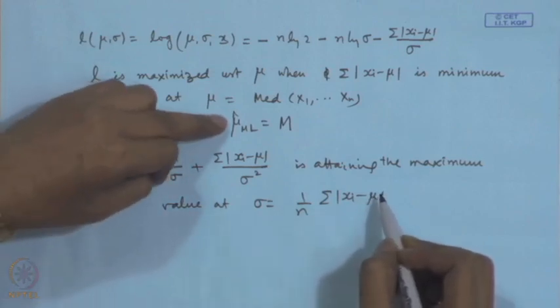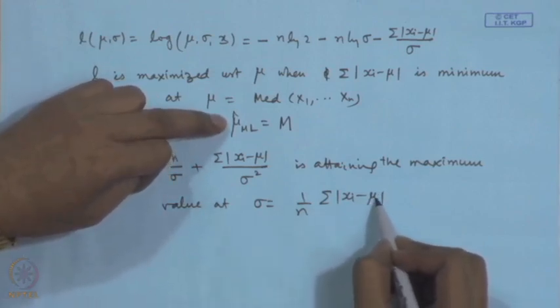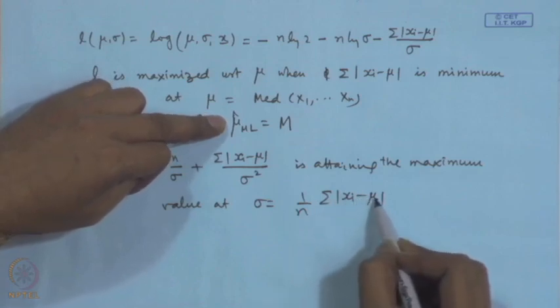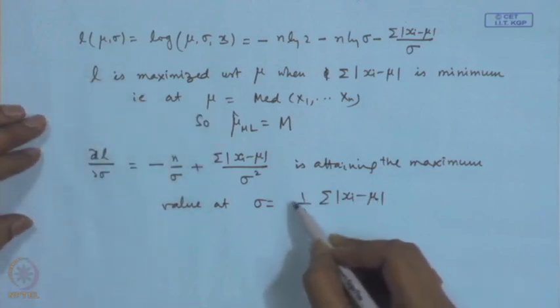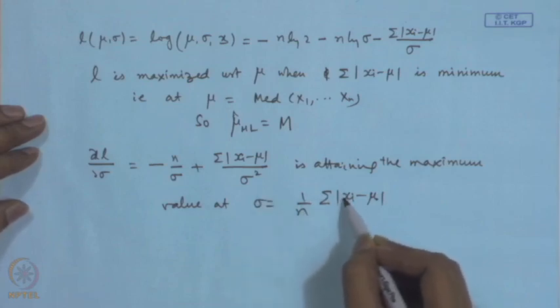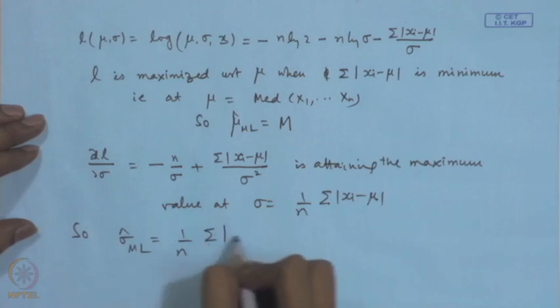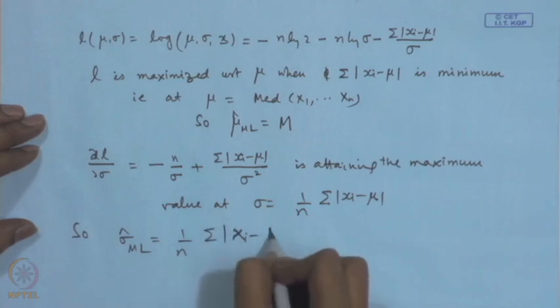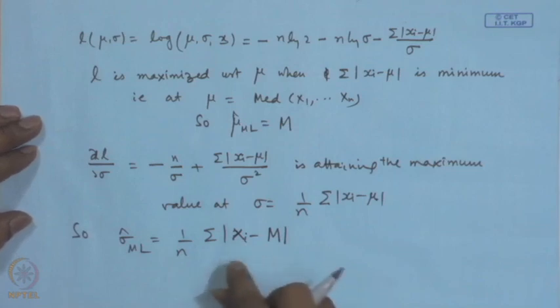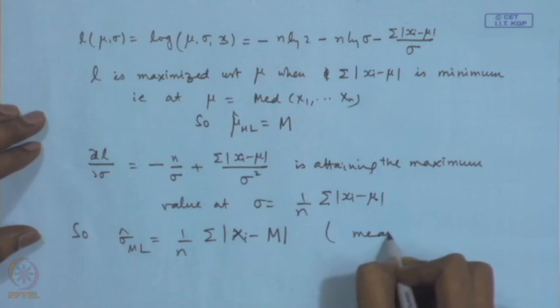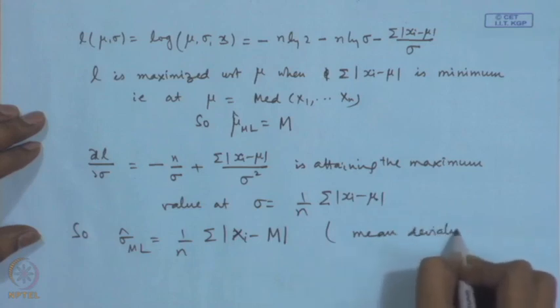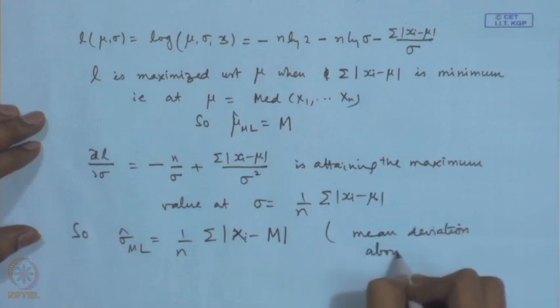Now, we have already obtained the solution for mu. If we substitute it here, you get the maximized value of likelihood function for sigma equal to 1 by n sigma modulus of x I minus m. So, sigma hat m l is equal to 1 by n sigma modulus x I minus m, which is nothing but the mean deviation about median, mean deviation about median.